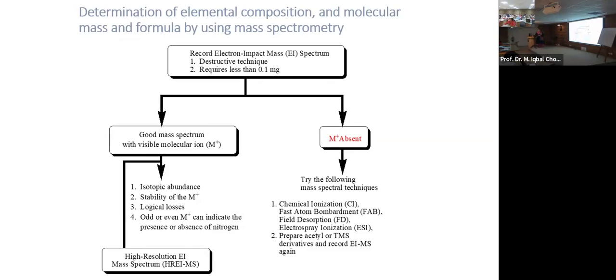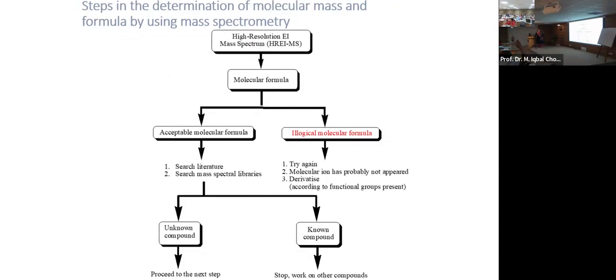Okay, so that theory needs to be understood by everyone. Once you have the HREIMS, you can definitely get the molecular formula, and with the molecular formula, you need to check if this is acceptable or illogical. If illogical, maybe the molecular ion peak did not appear, so you need to go back and do the soft ionization technique, and check it.